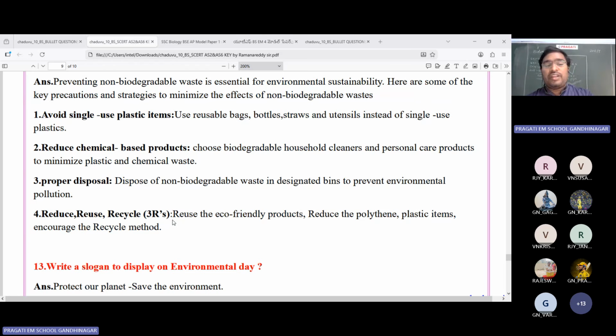And one of the important ultimate alternate is reduce, reuse, recycle. This is the eco-friendly practice, children. So reuse the eco-friendly product and reduce the polythene and plastic items to encourage the recycling method. Now, the last question is about write a slogan to display Environmental Day. Okay, protect our planet, save the environment.